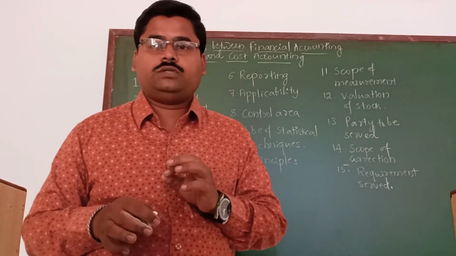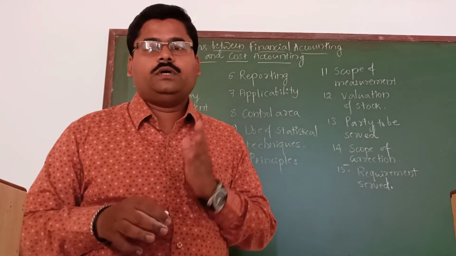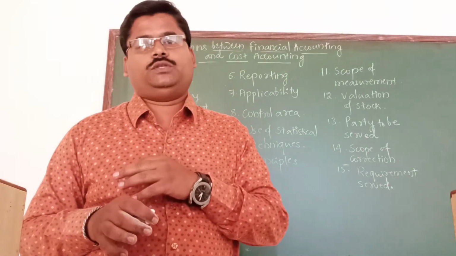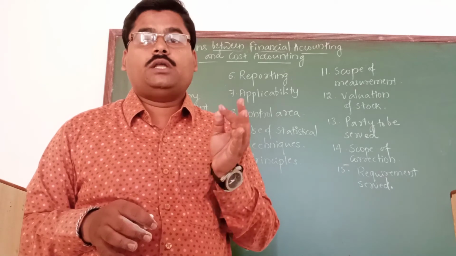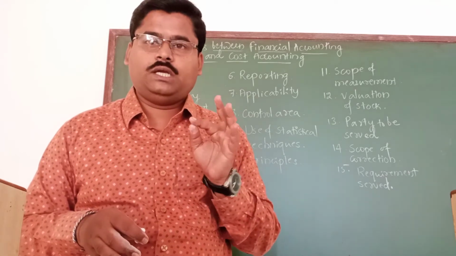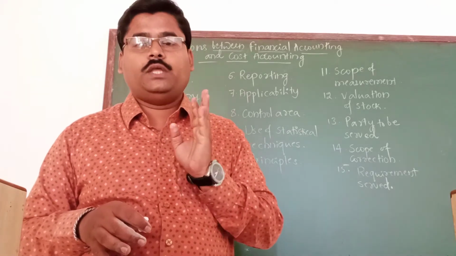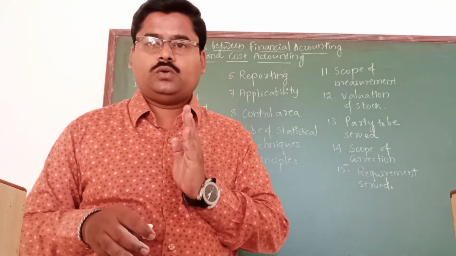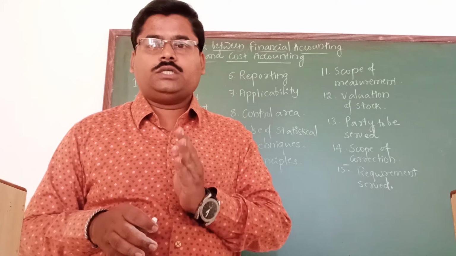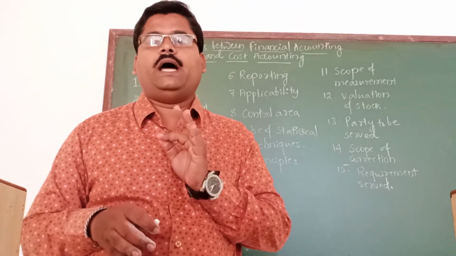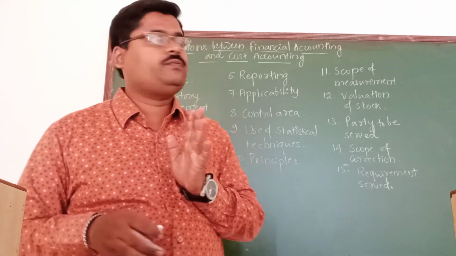And later the control areas. The financial accounting control areas are controlling the financial position, controlling the cash position. But whereas the controlling areas of the cost accounting is mainly three elements of cost. They used to focus on controlling the three elements of cost. Those are material, labor, as well as overheads.